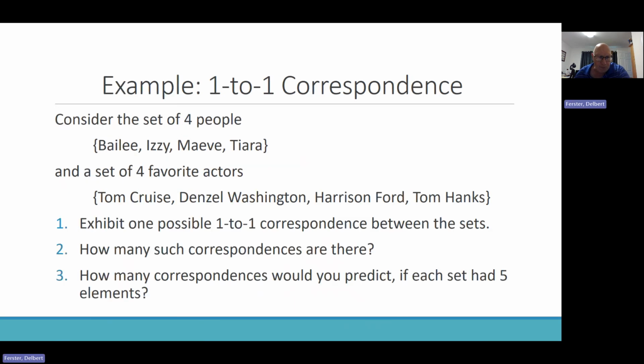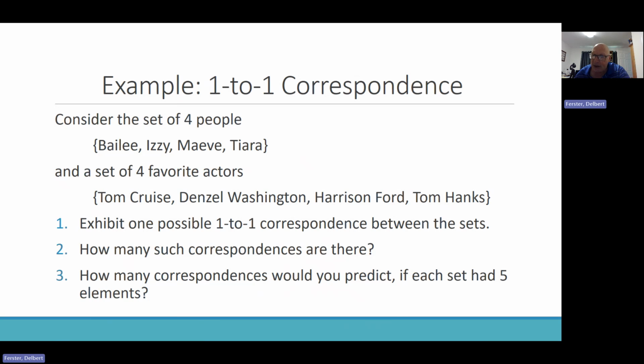An example for you. The first set consists of four people: Bailey, Izzy, Maeve, and Tiara. They're going to match up with favorite actors: Tom Cruise, Denzel, Harrison Ford, and Tom Hanks. You're supposed to list one possible one-to-one correspondence. Well, you just pair them up. Bailey could pick any of those four actors and say, I want to be paired with Denzel. As soon as Bailey picks Denzel, none of the other three people can be paired with Denzel. Denzel's taken.